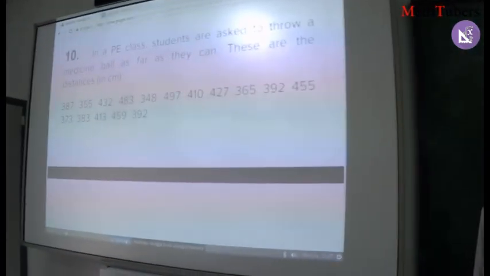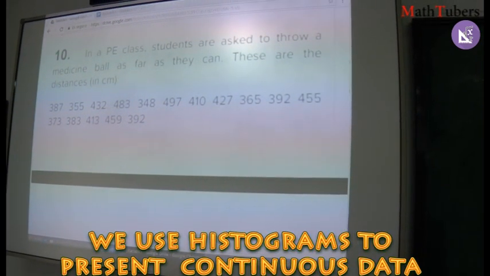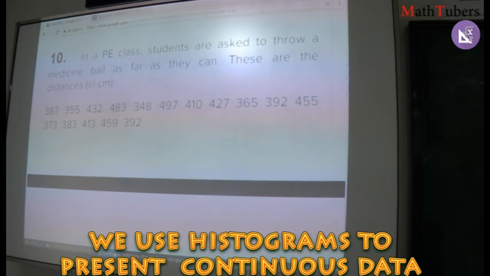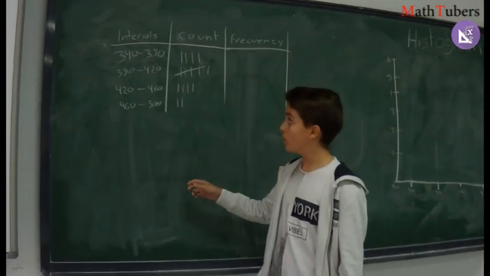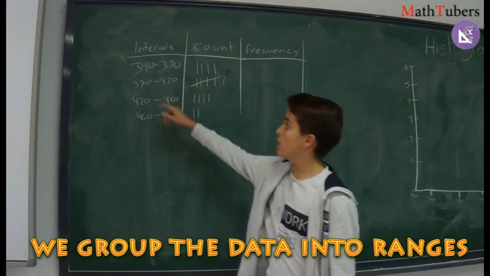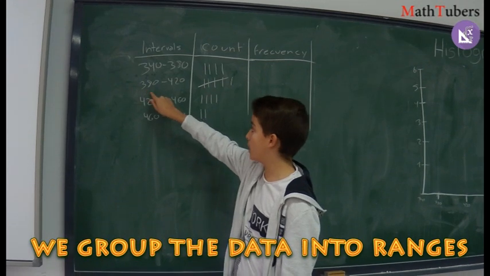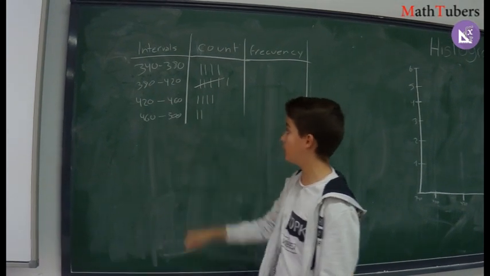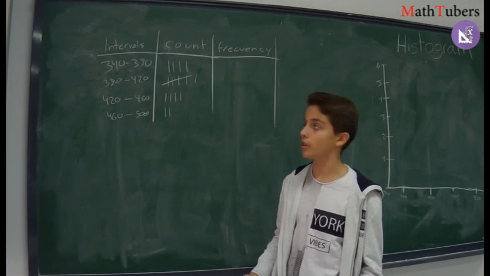In a physical education class, students are asked to throw a medicine ball as far as they can. These are the distances in centimeters. In this exercise, we group the numbers in intervals: 340 to 380, 380 to 420, and so on. Then we count the numbers that are in each interval.